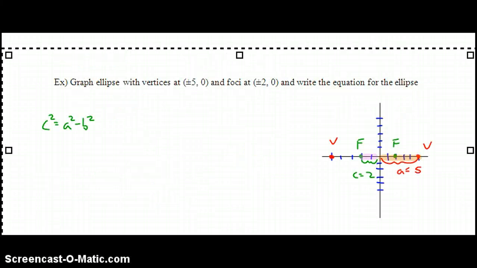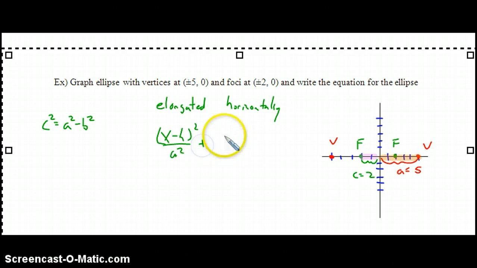Okay, taking a look at the next example, I've already graphed the foci and the vertices on my axis here, so I invite you to pause the video and do the same, and then play it again so you can pick up the next of my explanations. Once you've graphed it, what you're going to want to do then is recognize that c and a are on the horizontal axis, so that means that this is elongated horizontally, which means the standard form of the equation will have the a value underneath the x minus the h.